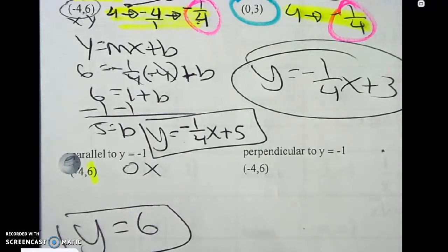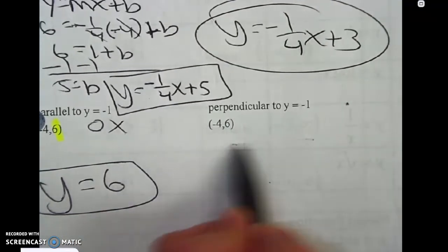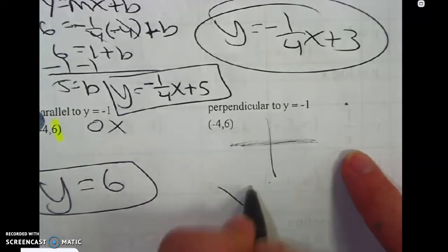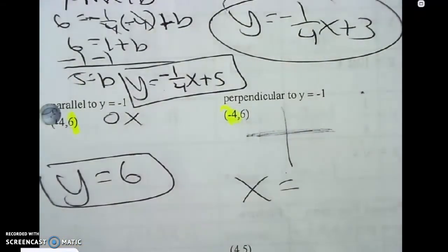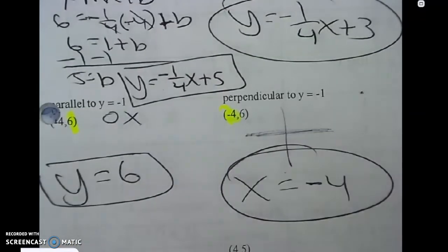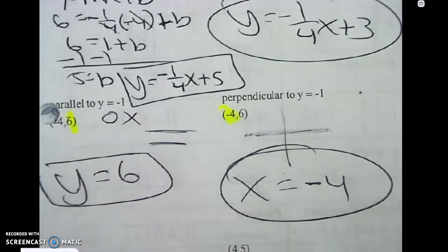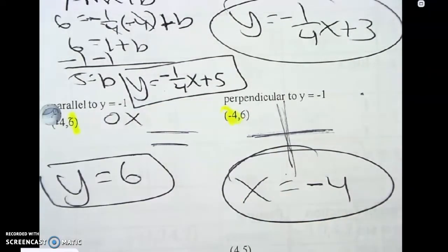Now, perpendicular means it's going to be the opposite reciprocal. So that means instead of it being like this, it's going to be vertical. So instead of it being a y equals graph, it's an x equals graph. Well, what does x equal? Negative 4. Okay. So parallel means if this is horizontal, this will be horizontal. Perpendicular means if this is horizontal, this one will be vertical.